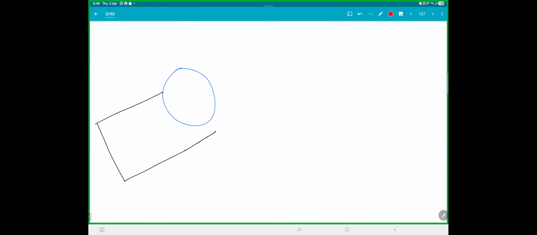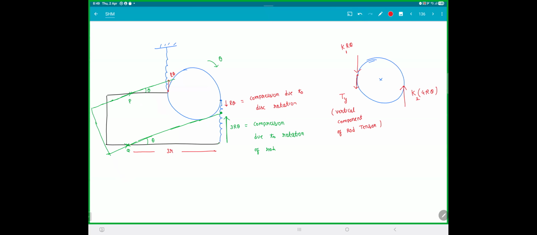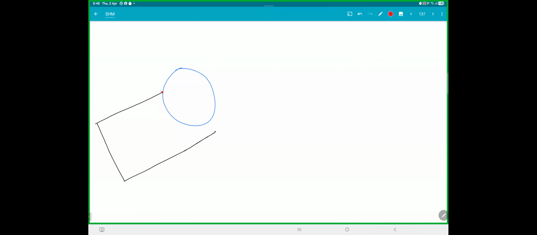So if you look at the tension in the rod here, again, this thing is very small actually. So the rod will be just pulling it up. I exaggerated the figure too much. So this is your Ty and this is your Tx. This is your P and this is your Q. And here the spring force is also pushing it. So that would be perpendicular again here, K2 4r theta.